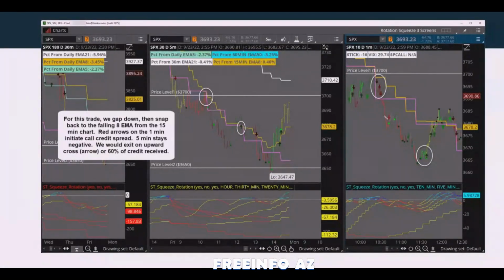All right, so the example of a rollover is like this. We're pushed lower, we get a snap back. Here's that snap back, following the 8 EMA, and then we start getting arrows right away. Okay, great. Sell a call against 3,700. Sell a call credit spread.